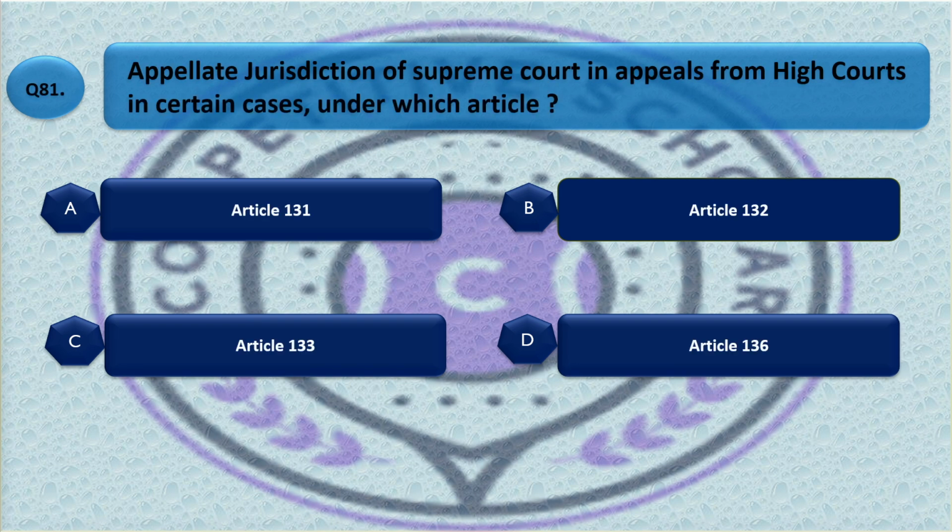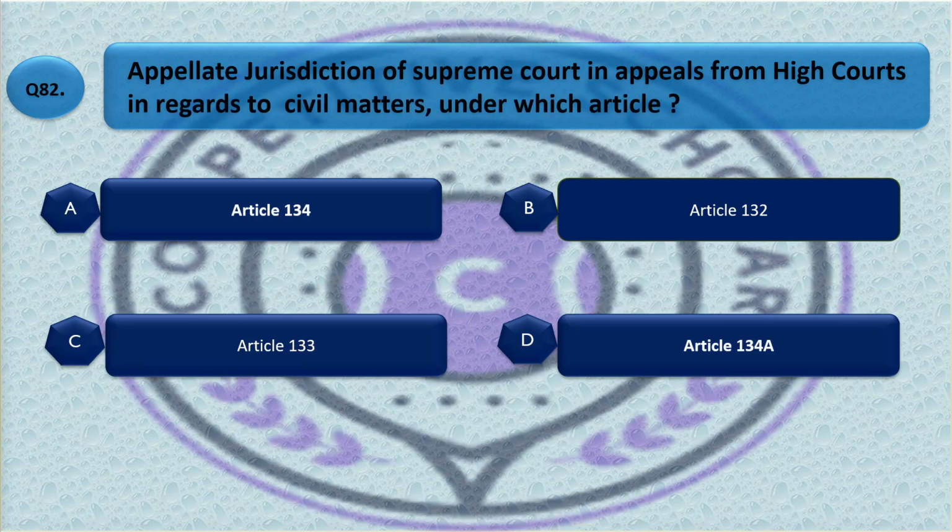Question number 81. Appellate jurisdiction of Supreme Court in appeals from high courts in certain cases under which article? Option A, Article 131. Option B, Article 132. Option C, Article 133. Option D, Article 136. Answer is option B.